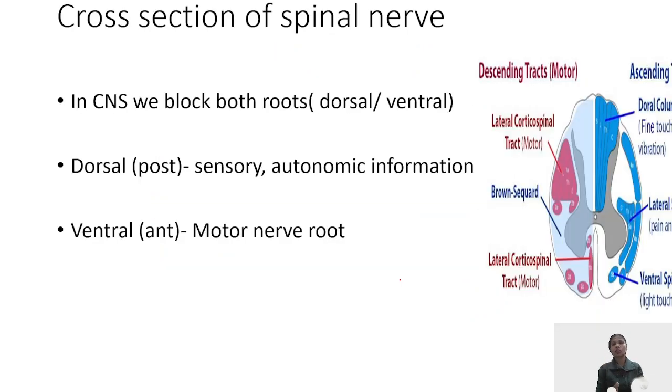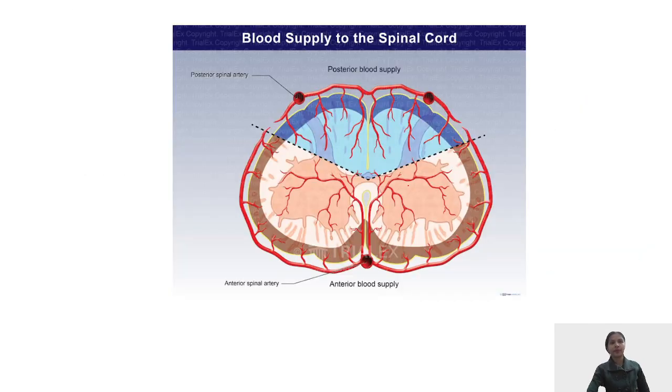This is the cross section of the spinal nerve. I've already told this; I'm not going into detail of the tracts. In the CNS, we block the roots. Dorsal means posterior, and it is sensory, whereas ventral, I'm sorry, it's wrongly written, is motor and autonomic information.